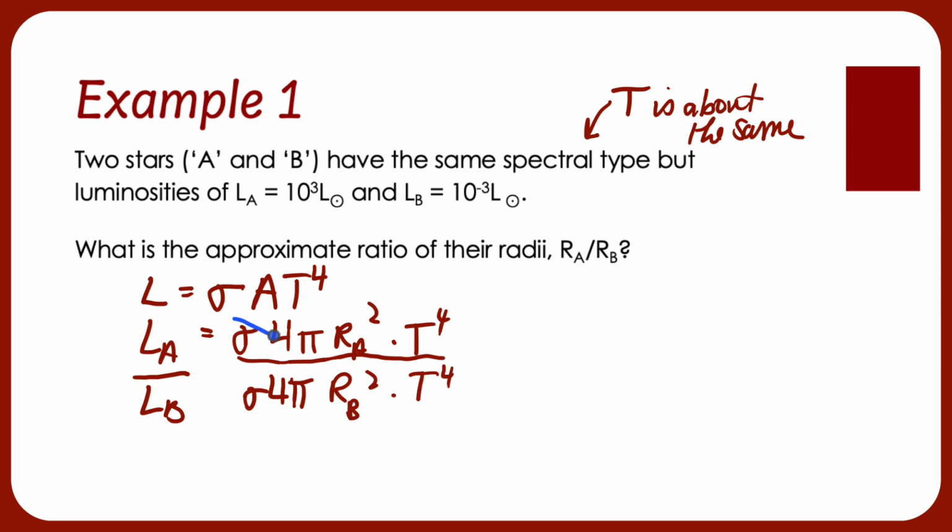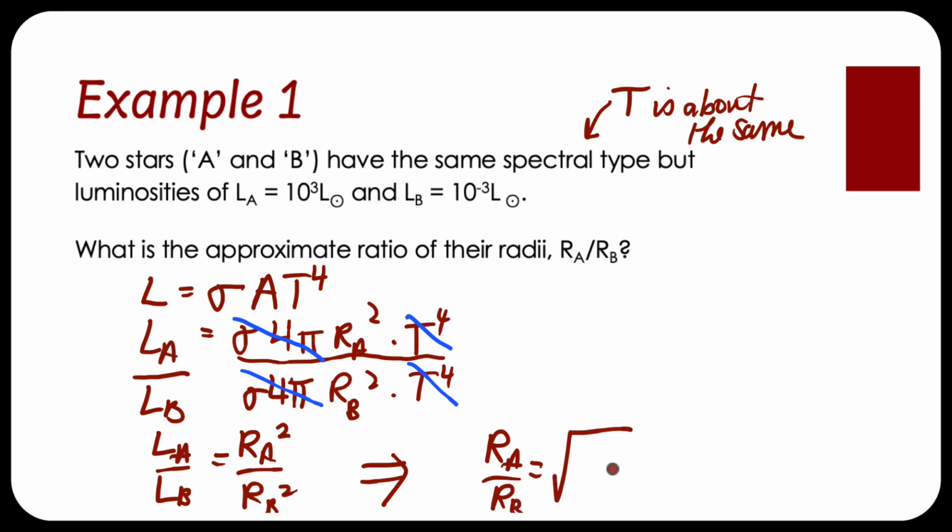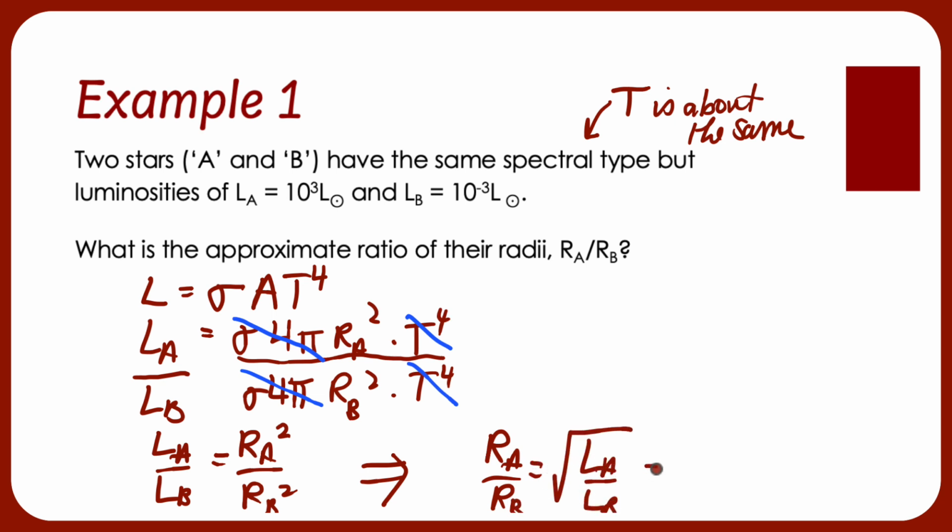Let's get rid of some of the things over here that we can cancel out, and the temperatures. This is going to give me L_A over L_B equals R_A squared over R_B squared. To rearrange it into the form that it's looking for, I just need to take the square root of both sides. R_A over R_B will equal the square root of L_A over L_B. I'm going to substitute in my numbers. So their approximate ratio then will be 1000, or 10 to the power 3.